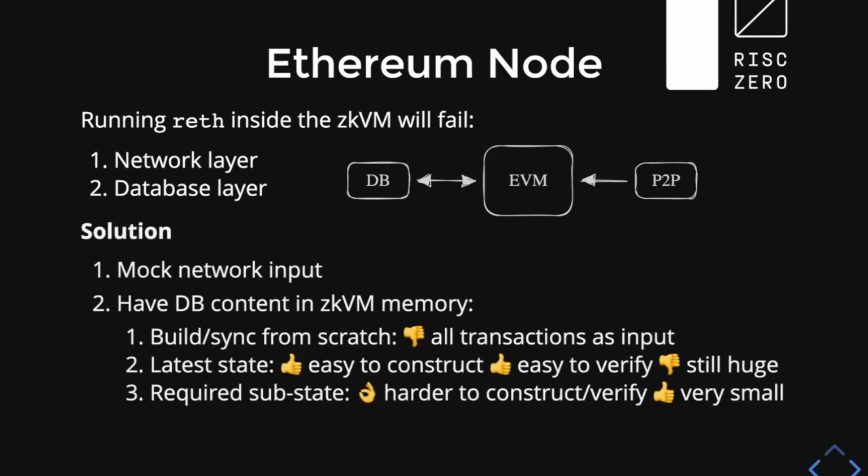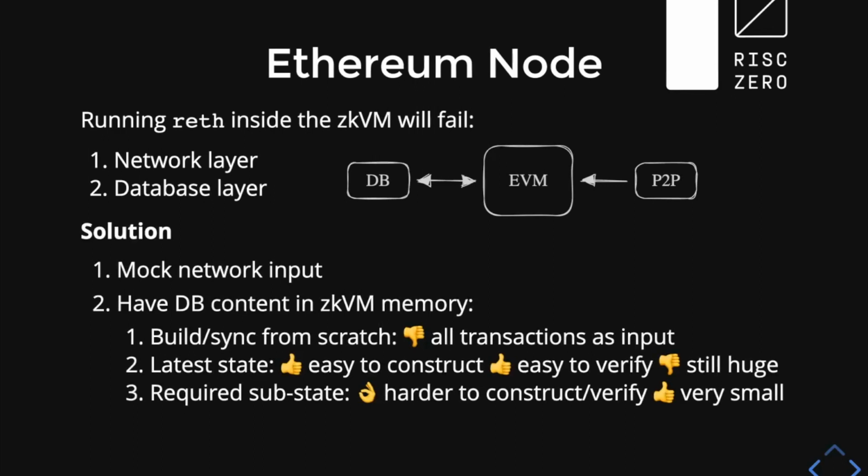But there are very good solutions for that. I'm not worried about the network stuff. You can mock this, or essentially cut it out and just inject the transactions directly. But the database, or where the state is coming from, is probably a bit more interesting.